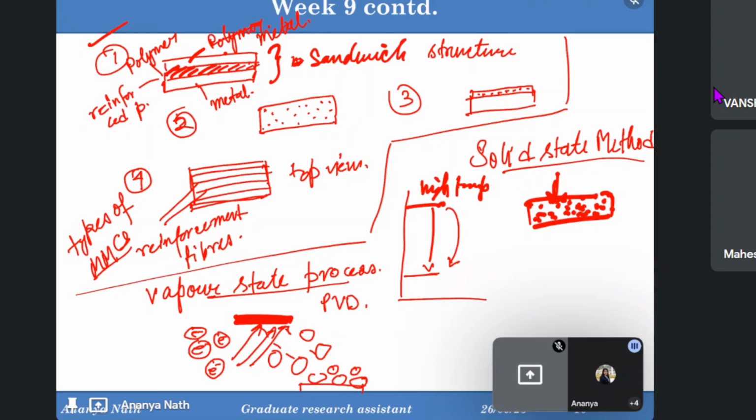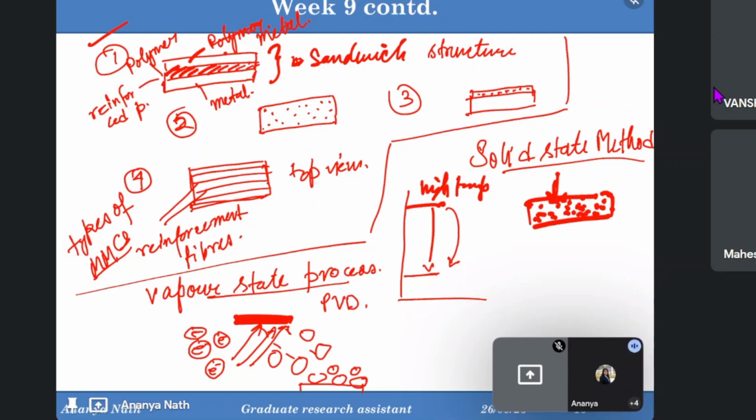Normally, PVD is used for making some kind of thin layer or thin coating over the material. Like if you want to get rid of rust from iron, you can have a thin layer of some other components over the iron, and that thin layer or thin coating can be made by PVD. But here you are using this process for making MMC.